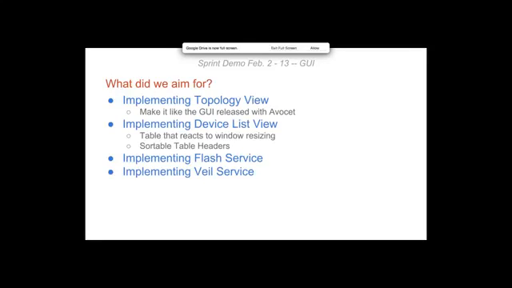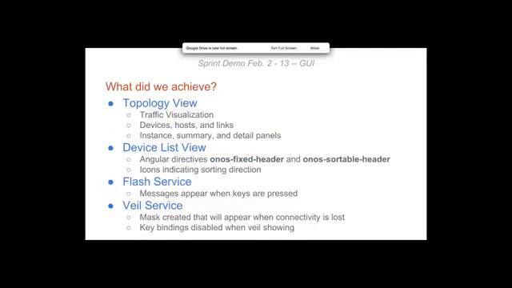We also wanted to do the flash service, which is when a message would pop up. We also wanted to do the veil service, which comes up when you lose WebSocket connection. So like when ONOS is killed, it'll pop up and say that you don't have any connection.